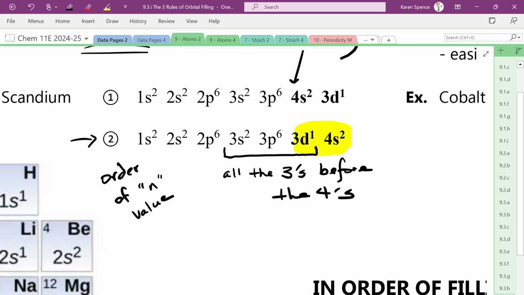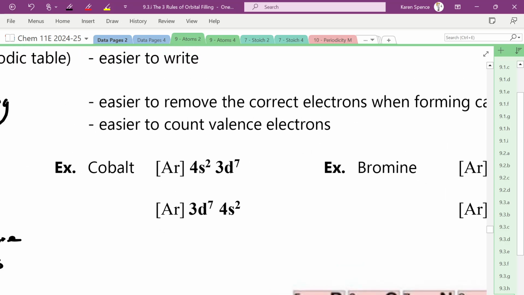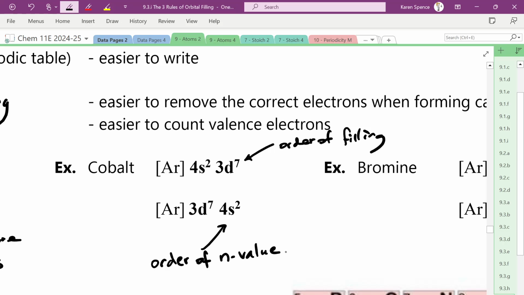Okay? Here's cobalt. Here's the order of filling. Here is in order of n value. And there are people who write them in order of n value all the time, so don't get thrown by it. Don't be like, whoa, why are the 3s before the 3ds before the 4s's? It's okay, it's allowed. You can write them that way if you wish to. Okay?